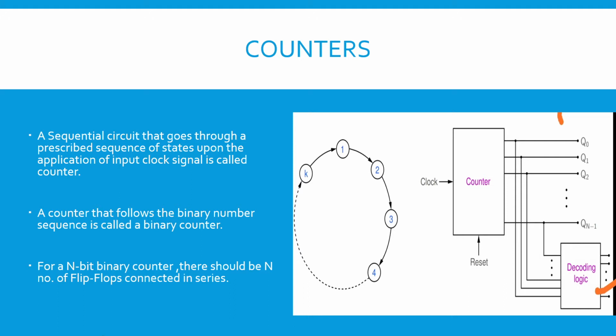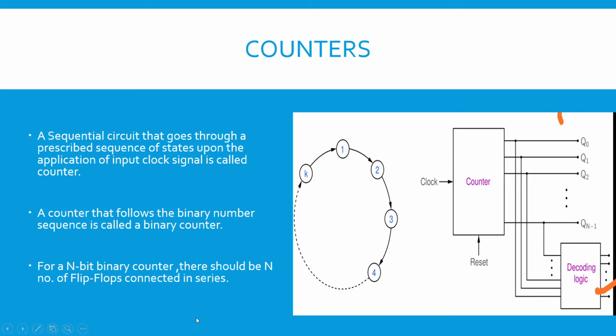So let's see first what a counter is. A counter is a sequential circuit that goes through a prescribed sequence of states upon the application of an input clock signal. A counter that follows the binary number sequence is called a binary counter. For an n-bit counter, there should be n flip-flops connected in series.